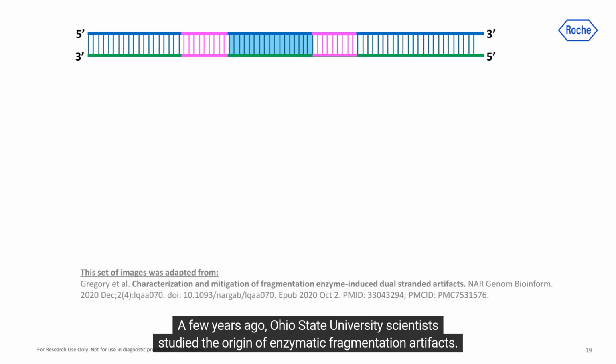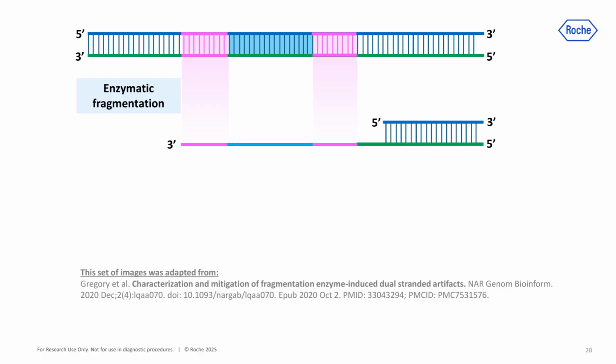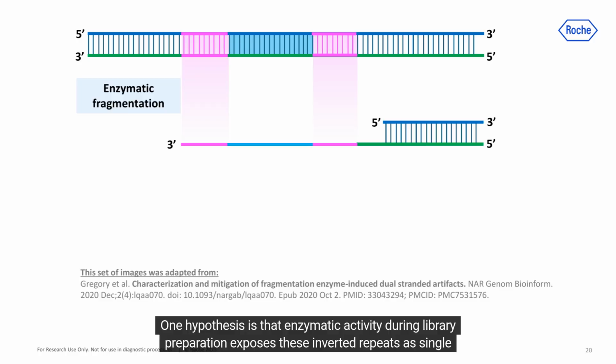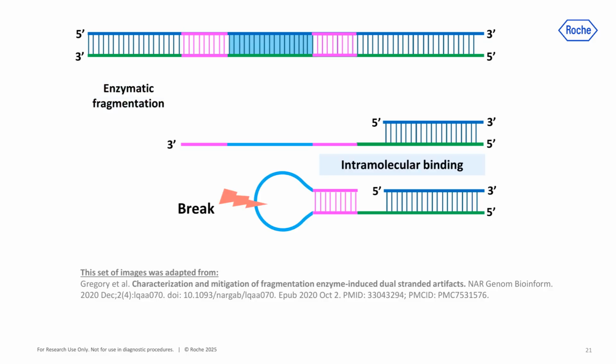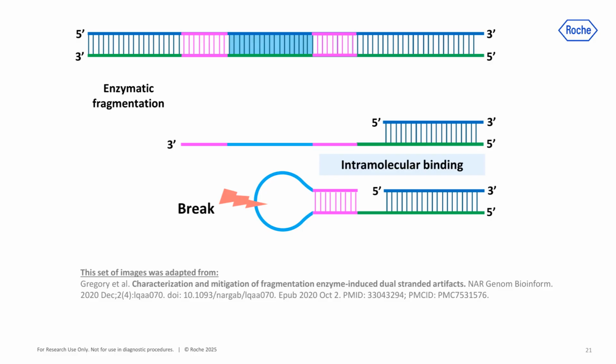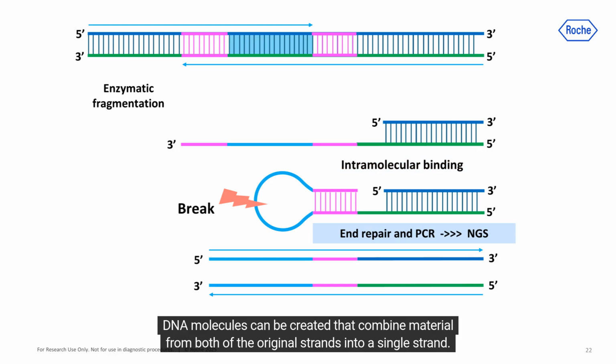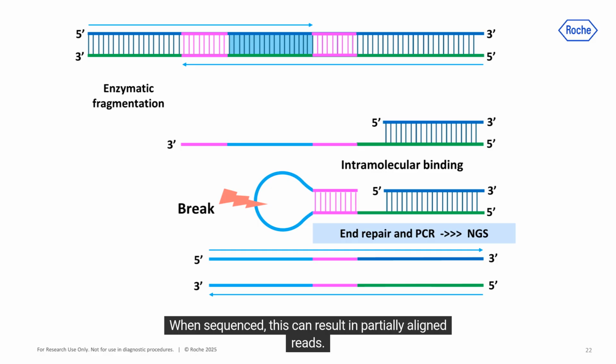A few years ago, Ohio State University scientists studied the origin of enzymatic fragmentation artifacts. The next slides are based on figures from their published paper, cited on screen. One hypothesis is that enzymatic activity during library preparation exposes these inverted repeats as single strands. This can enable intramolecular binding during library preparation, creating a stem loop structure that is susceptible to breakage. Then, during end repair and PCR, DNA molecules can be created that combine material from both of the original strands into a single strand. When sequenced, this can result in partially aligned reads.